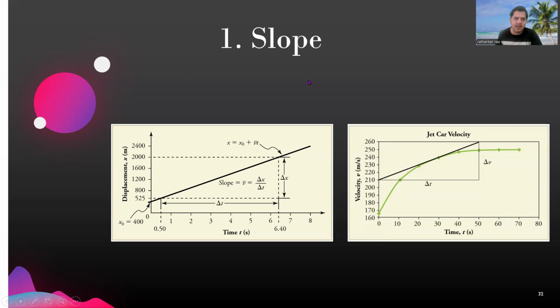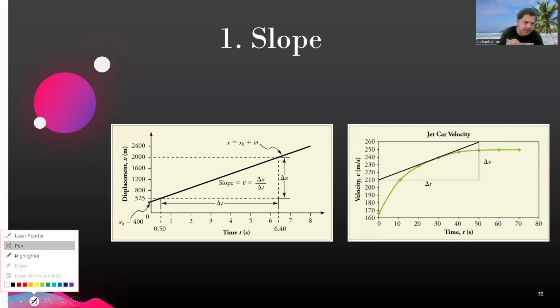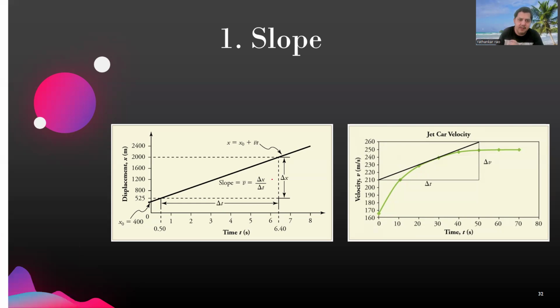The first one is slope. How do you find a slope? Slope is nothing but the difference in y values divided by the difference in x values. Let me choose a different color of pen because it's white. So therefore this is your difference in y values, this is your difference in x values.